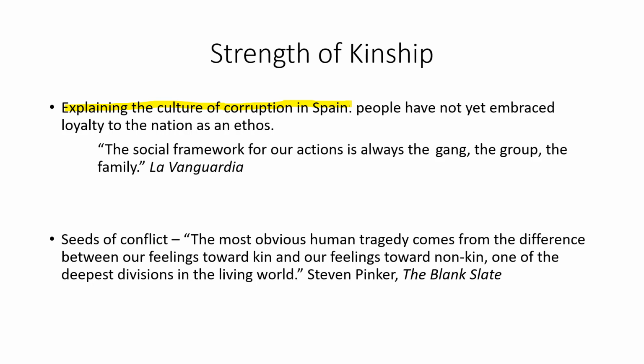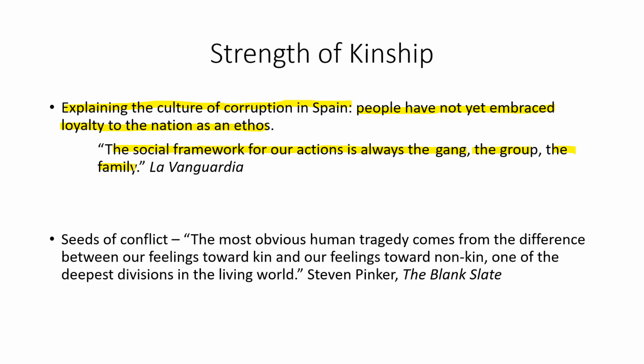Now, that doesn't mean all of Spain is corrupt, but there are higher levels of corruption in some countries than others. And one of the reasons is that people have not yet embraced loyalty to the nation as an ethos. People are still more loyal to their family, to their clan, and then beyond that, to the tribe. We're very much a groupish species, and that's inherent to us. Quote here: the social framework for our actions is always the gang, the group, the family.